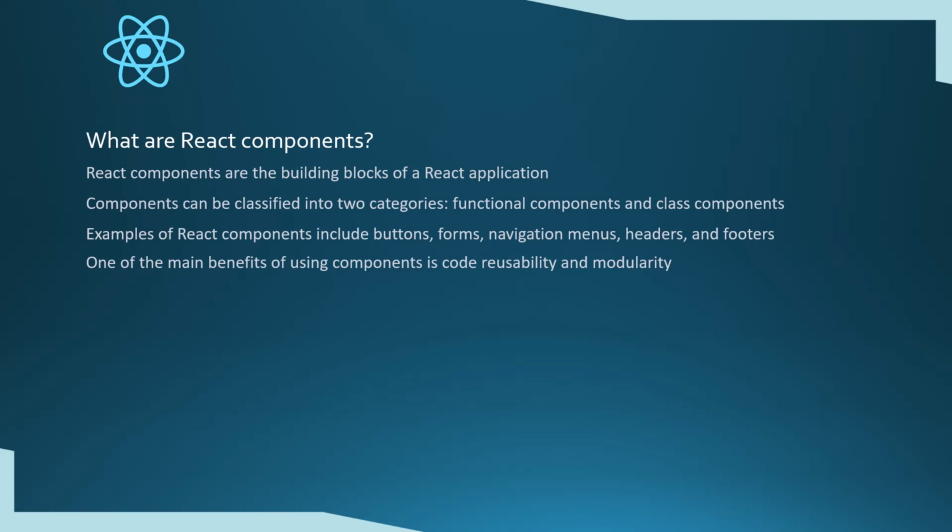One of the main benefits of using components is code reusability. By breaking down an application into smaller reusable components, developers can write less code and reduce redundancy. This also makes it easier to maintain and update the application. Another benefit of using components is modularity as well. The components are built independently and combined to create more complex user interfaces. This allows for more efficient development and easier collaboration among team members.